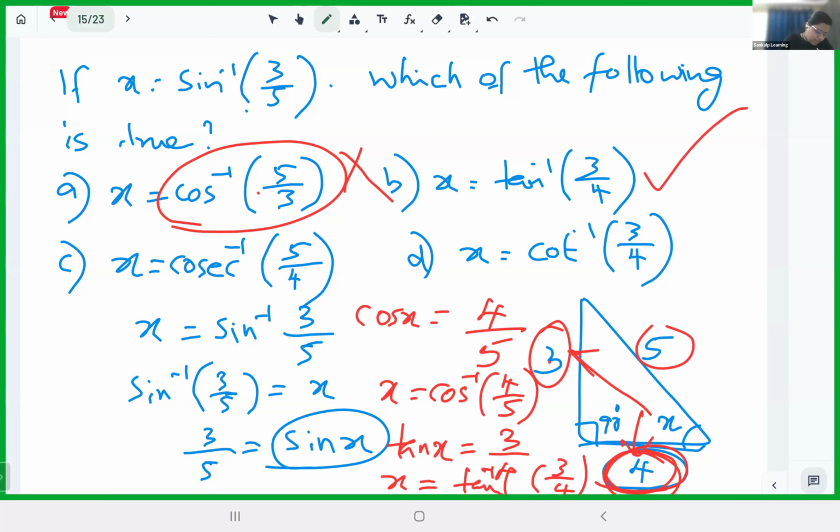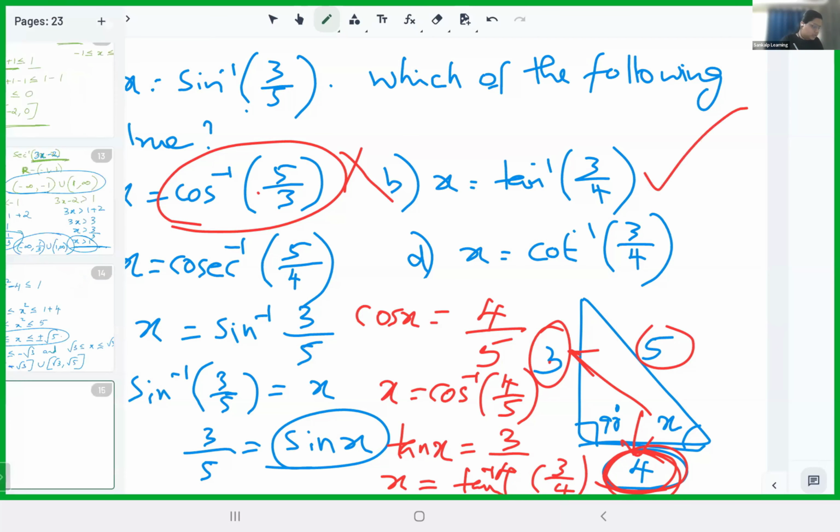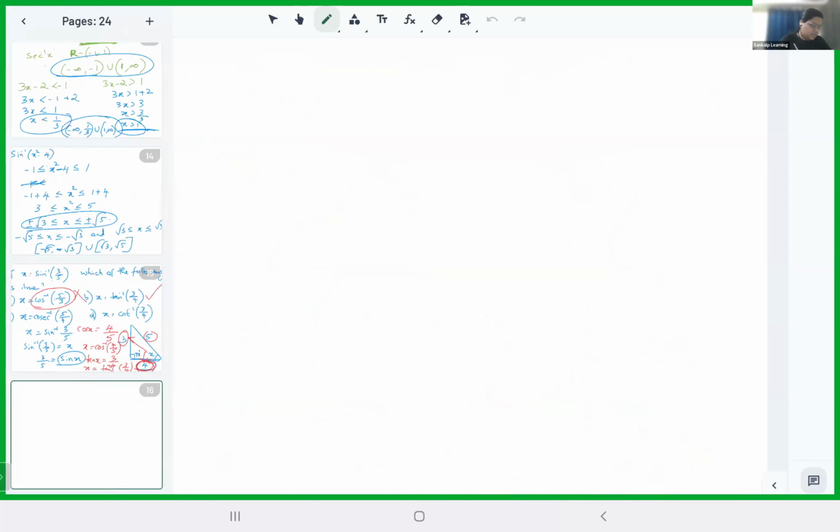Now we are moving on to the next question. This will be the last question of the session. That is cos of sine inverse of 5 by 13. What will be the value of cos of sine inverse of 5 by 13?